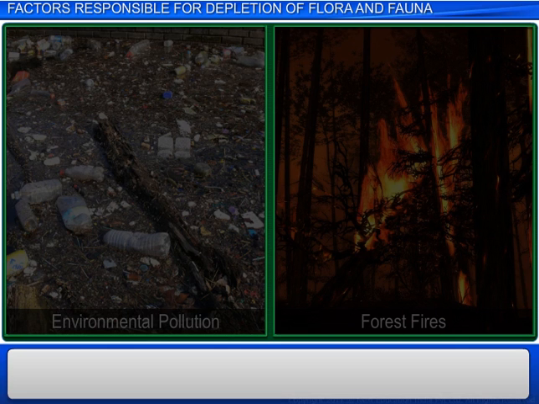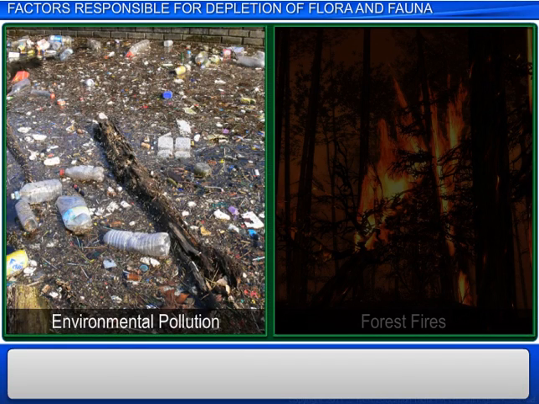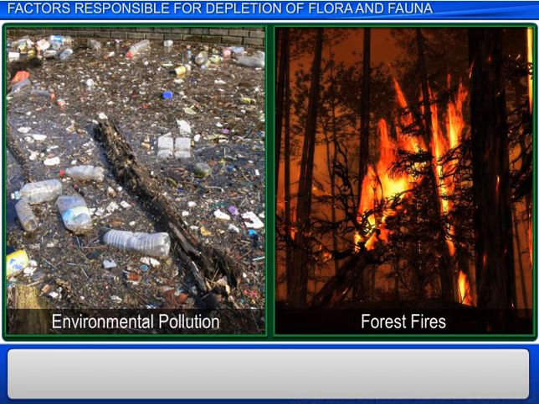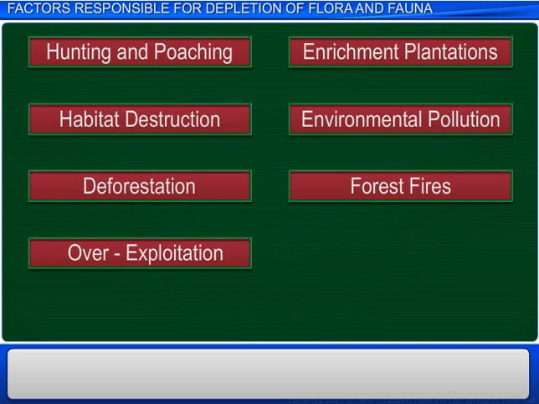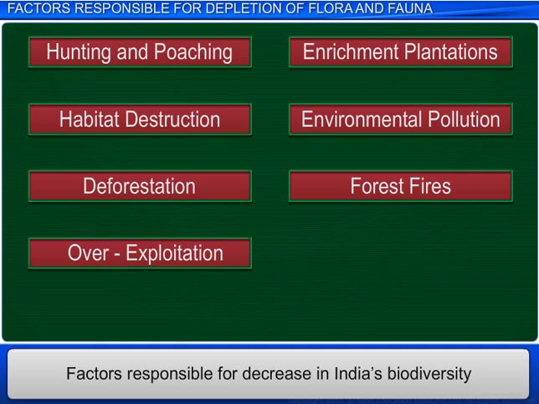Besides the causes we have discussed so far, factors like environmental pollution and forest fires lead to a depletion of both our flora and fauna. The factors that lead to the depletion of our flora and fauna are actually responsible for a decrease in India's biodiversity.